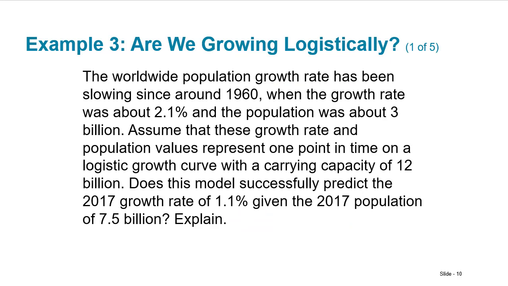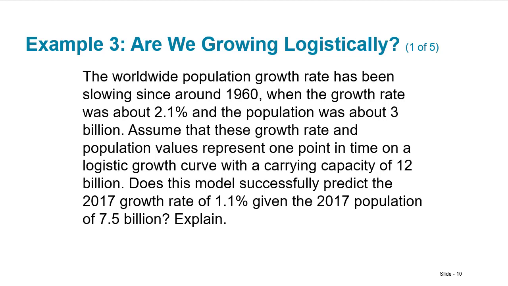So are we growing logistically? Well, the worldwide population growth rate has been slowing since about 1960, when it had its peak of 2.1% and the population was about 3 billion. Now assume that these growth rate and population values represent one point in time on a logistic growth curve with a carrying capacity of 12 billion. That's just what scientists have estimated is the carrying capacity of the planet.